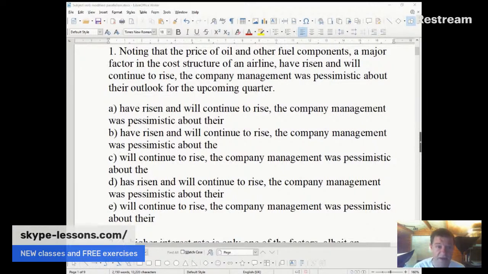Option C changes it again. It changes have risen and will continue to rise to just will continue to rise. Option D changes it to has risen. So here's where it's clearly testing have or has, and so that's giving you a clue about where you need to look. So option D has risen, and option E, has will continue to rise, but it changes the to a there again. So we know you can already spot where we need to look in this sentence.